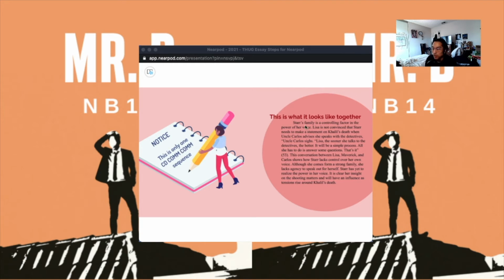Let's read this together. Star's family is a controlling factor in the power of her voice. Lisa is not convinced that Star needs to make a statement on Khalil's death. When Uncle Carlos advises, she speaks with the detectives. Uncle Carlos sighs. 'Lisa, the sooner she talks to the detectives, the better. It will be a simple process. All she has to do is answer some questions. That's it.' This conversation between Lisa, Maverick, and Carlos show how Star lacks control over her own voice. Although she comes from a strong family, she lacks agency to speak out for herself. Star has yet to realize the power in her voice. It is clear her insight on the shooting matters and will have an influence as tensions rise around Khalil's death.